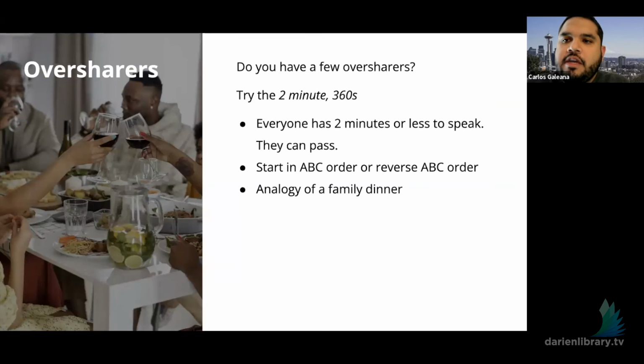And then if you're ever working with oversharers, those are folks who like to talk a lot and dominate the conversation, start off with something called 2-minute 360s. The analogy is a family dinner. Let's just say you have a big turkey in the middle of the table, metaphorically speaking, and everyone gets a chance to get a slice of that turkey. But people can pass if they don't want to. But then that's how you start keeping track of who has spoken more than once.